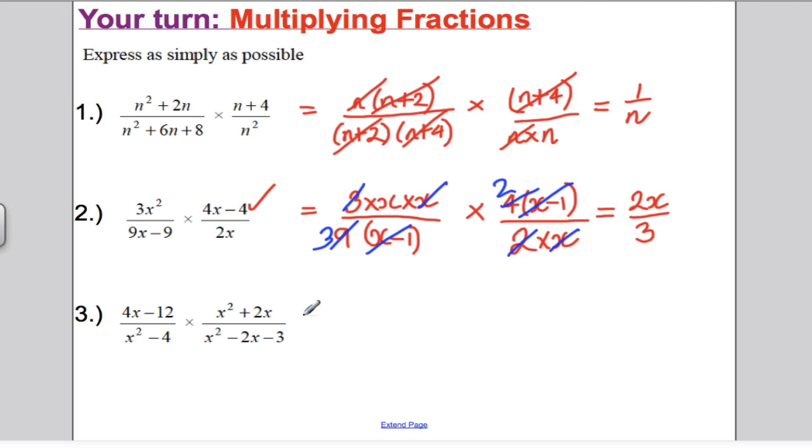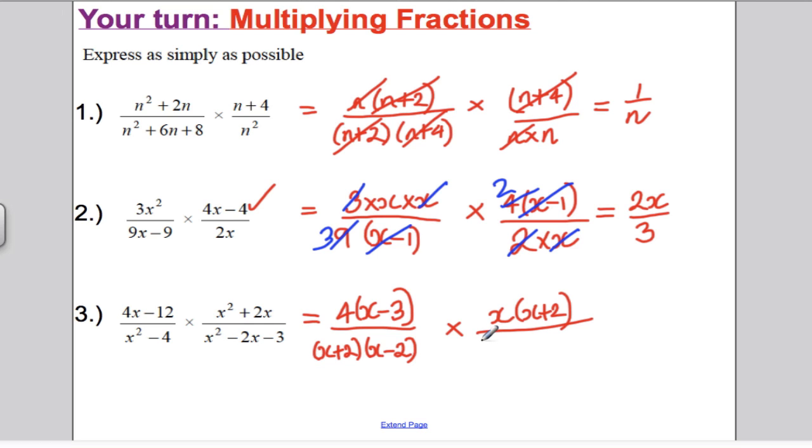Okay, last one here, have a go at this one together. Factorise out a 4, we get x subtract 3. On the bottom here, it's a difference of 2 squares, so it would be x plus 2, x subtract 2. And we're multiplying all of this, well, this factorises to x plus 2. And this bottom here factorises to x subtract 3, x plus 1. See why you have to be very good at your factorising.